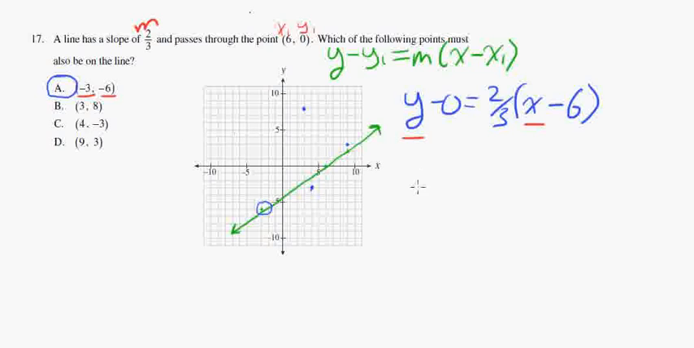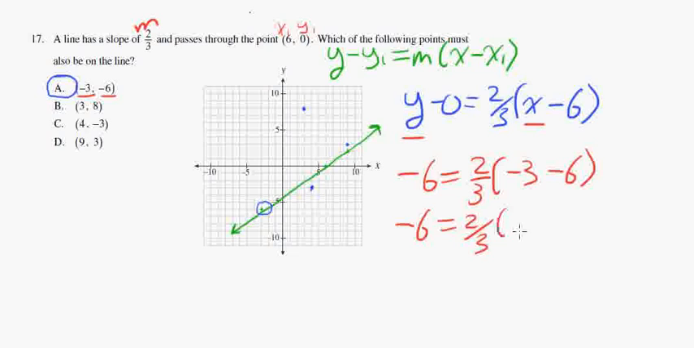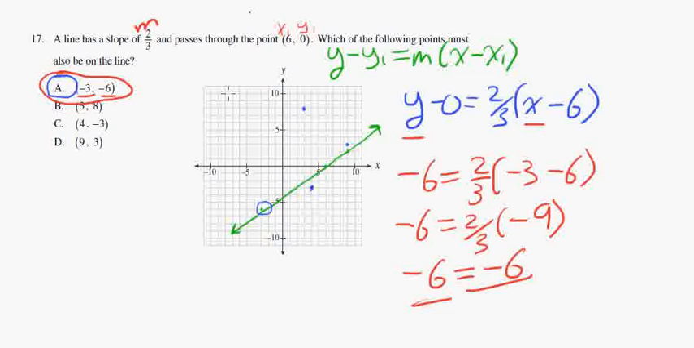For example, with A, if I take y is -6, this should equal 2/3 times (-3 minus 6). Okay, let's do our bracket part first. -3 minus 6 is -9. This is going to be -6 equals 2/3 of -9, which is -6, and it works. So A really is the answer. And we checked that two ways: one by drawing a line, and one by using the equation of the line.